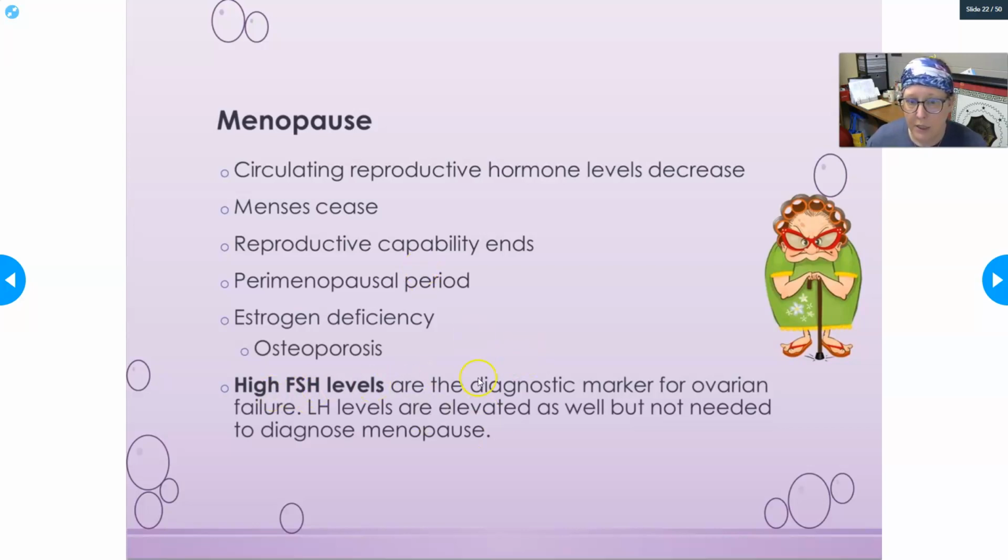The high FSH levels are going to be the diagnostic marker basically for ovarian failure, just in our case, except that this is in older women and is expected. So you would not expect this in a 24-year-old, but you would expect it in somebody that's older and more advanced in age. So the LH levels are going to be elevated as well, but they are not needed to diagnose menopause.